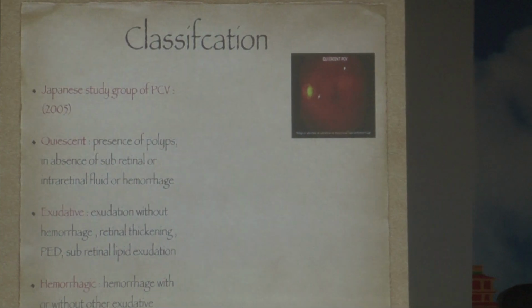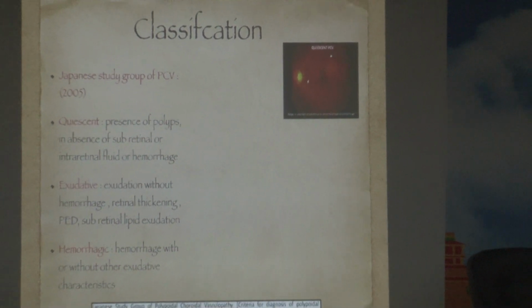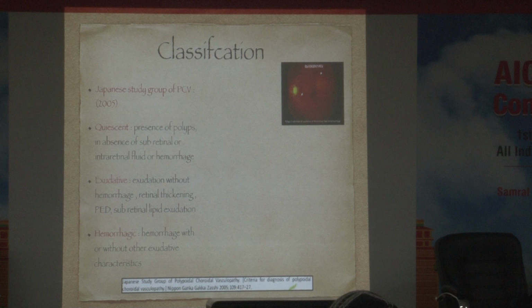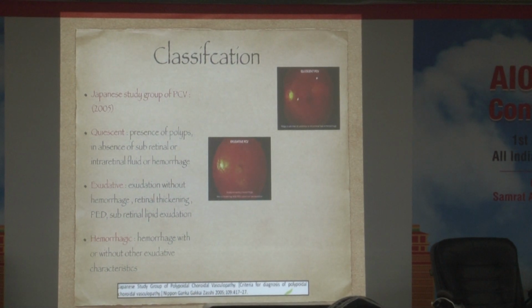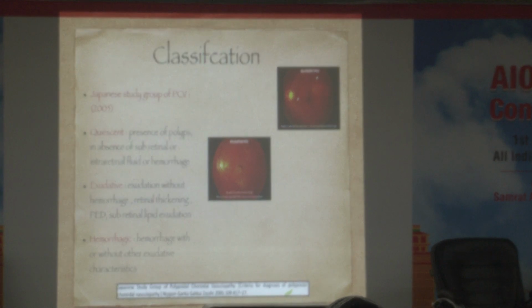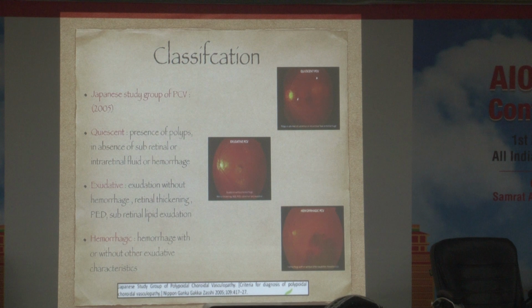Coming to the classification, the Japanese study group of PCV in 2005 suggested a classification according to which in quiescent PCV there is presence of polyps in the absence of subretinal or intraretinal fluid or hemorrhage; exudative PCV, in which there is exudation without hemorrhage, retinal thickening, PED, subretinal lipid exudation; and hemorrhagic PCV, in which there is hemorrhage with or without other exudative characteristics.